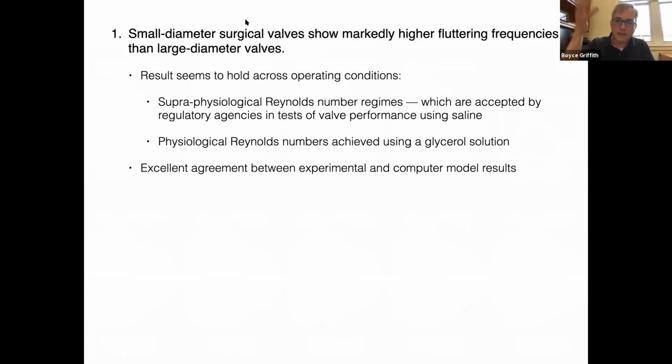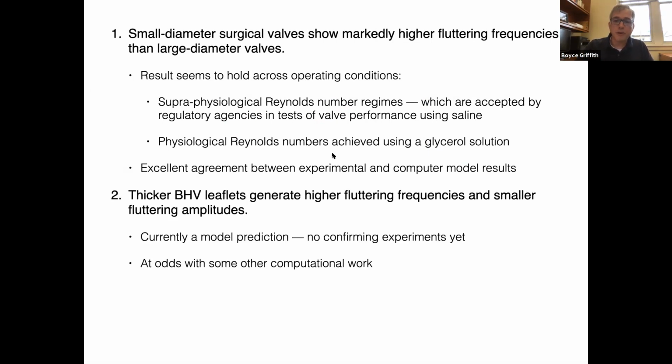Okay. All right, so what are the summary points? I think it's pretty clear from both experiments and simulations that these smaller diameter valves have markedly higher fluttering frequencies. And this seems to hold across operating conditions. So we see this in saline, we see this in a glycerol solution. And I think that we have, in terms of these dynamics, very good agreement between the experimental and computer model results. We have this other prediction that we haven't validated yet, which is that thicker valve leaflets generate higher fluttering frequencies and smaller fluttering amplitudes.